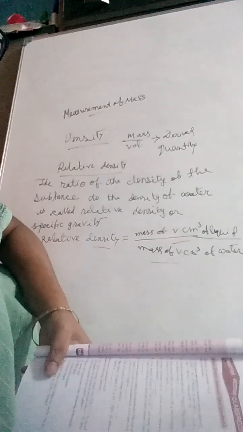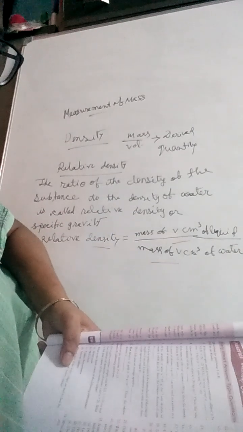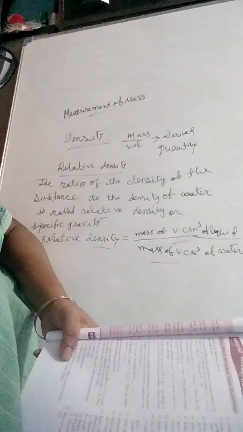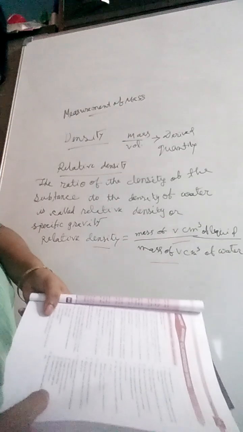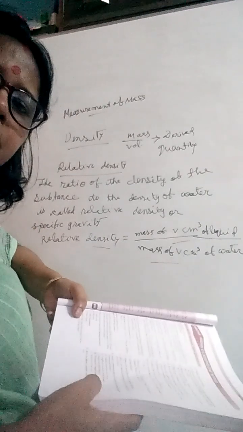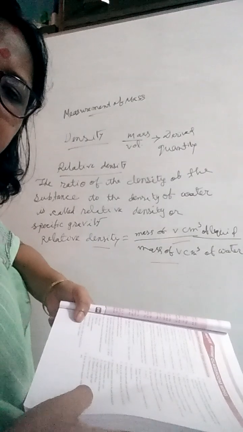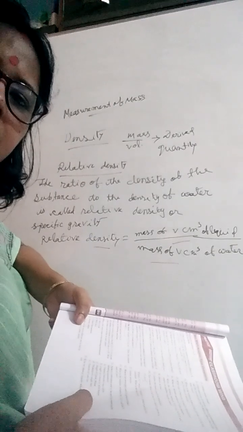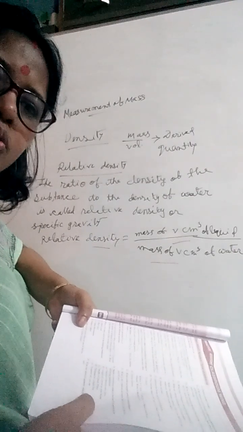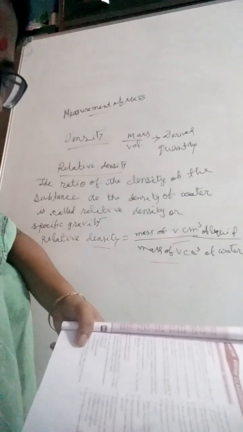Similarly, write the definition of second. I already said what 1 second is. 1 second is 1 by 86,400 part of a solar day. That is known as 1 second.